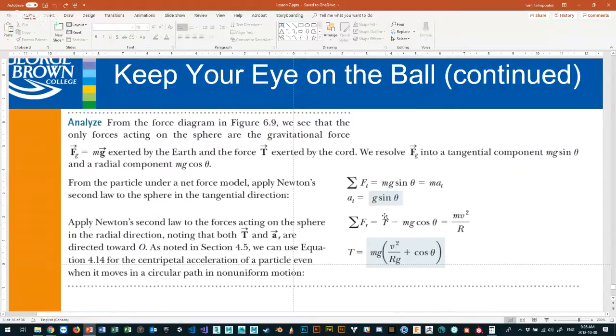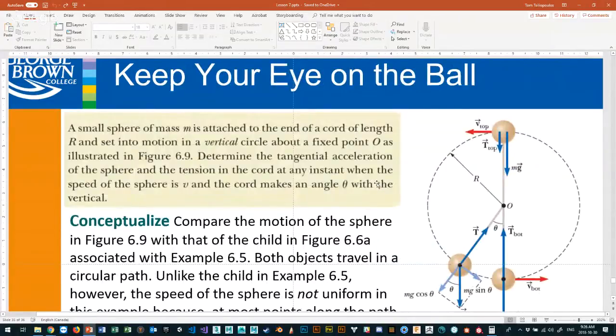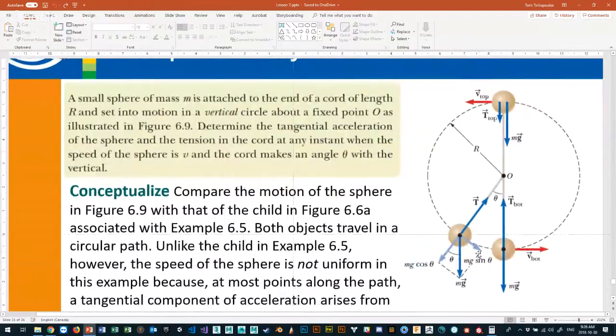Once we have that information, we can say that tension minus mg cos theta is equal to this. Mg cos theta, we've got from the tangential acceleration formula, cos theta as opposed to sine theta. Let me just go back to the diagram so you can see it. So here we have this, right? And we're looking for the tangential acceleration. Tangential means it's on a tangent to the circle, right? That's what we get when we traverse the circle.